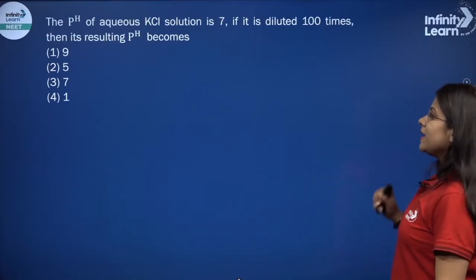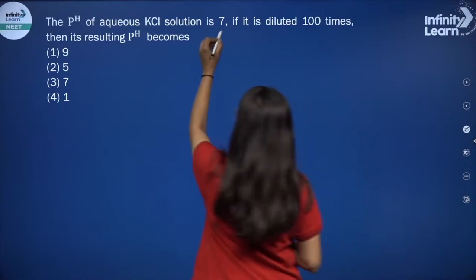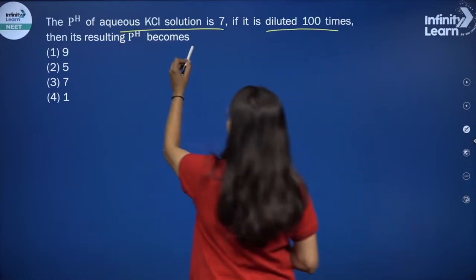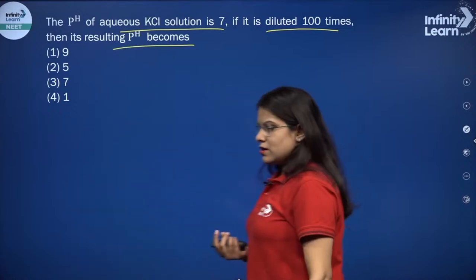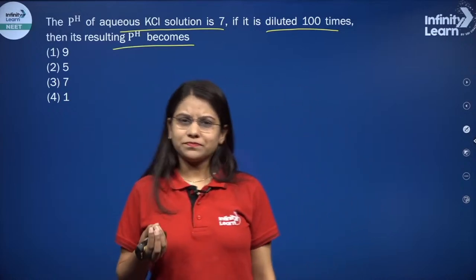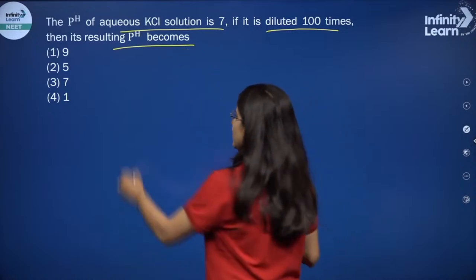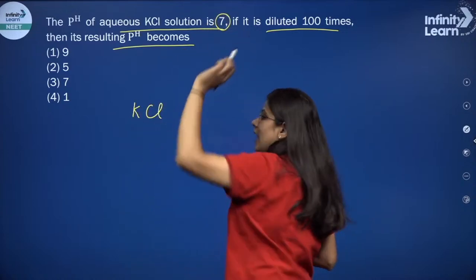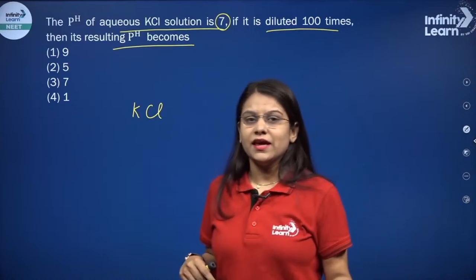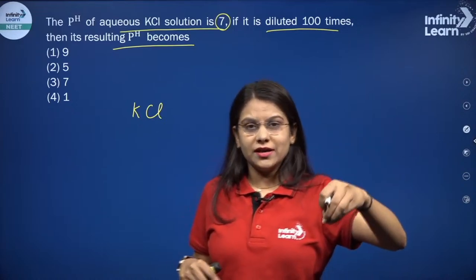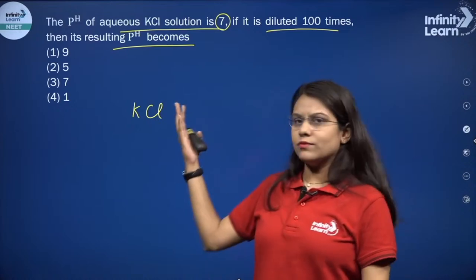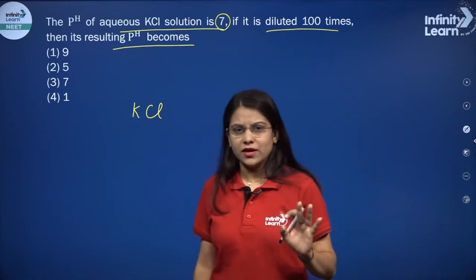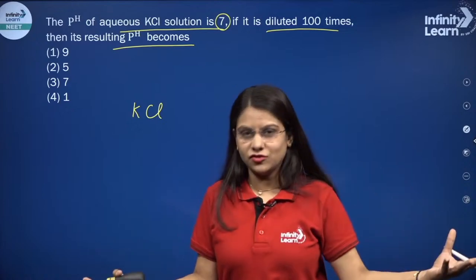The pH of an aqueous HCl solution is 7. If it is diluted 100 times, then its resulting pH becomes. So now, what is this pH? You know, we are given a salt, KCl. Generally, what are we doing? From the pH, we can calculate the concentration of H plus ion. And then, when we are doing dilution, the pH should come to be 9. But no, many of you have made this mistake, I'm sure. Or you may make it in future, right?